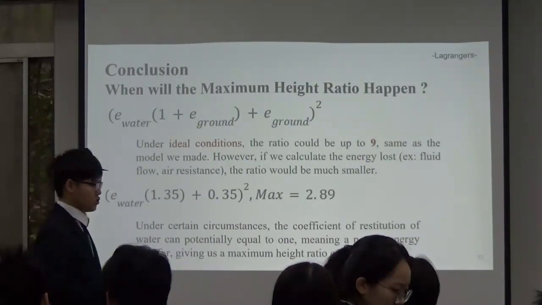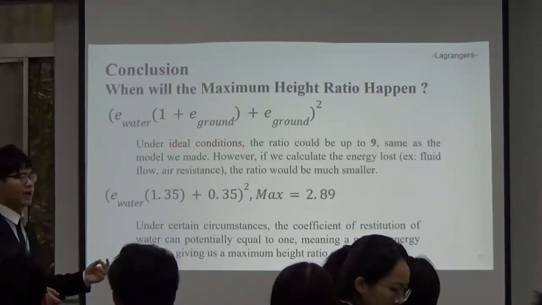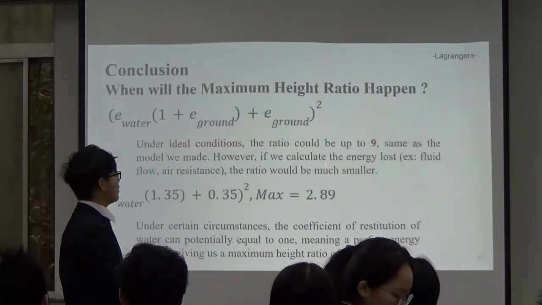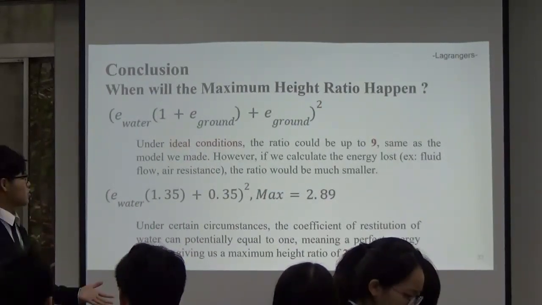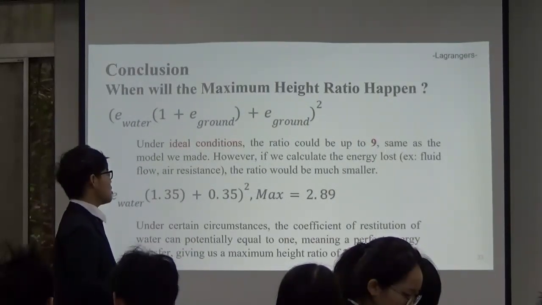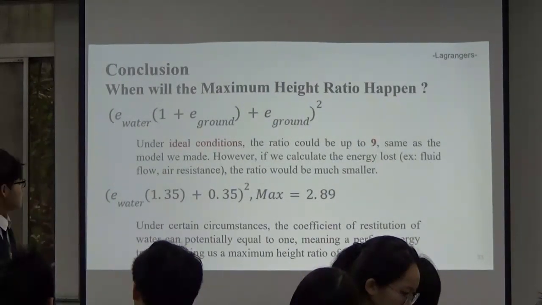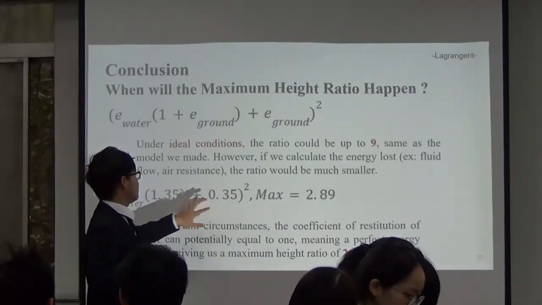So under ideal conditions, we can use our coefficient of restitution to calculate the height ratio, which could be up to 9, the same as the model we made from our elastic collision. However, if we calculate the energy loss, the ratio will be much smaller. So we have our ground coefficient. We put it in the formula.